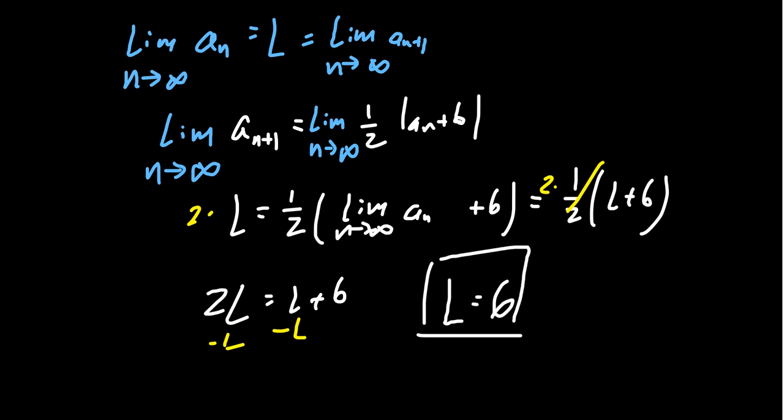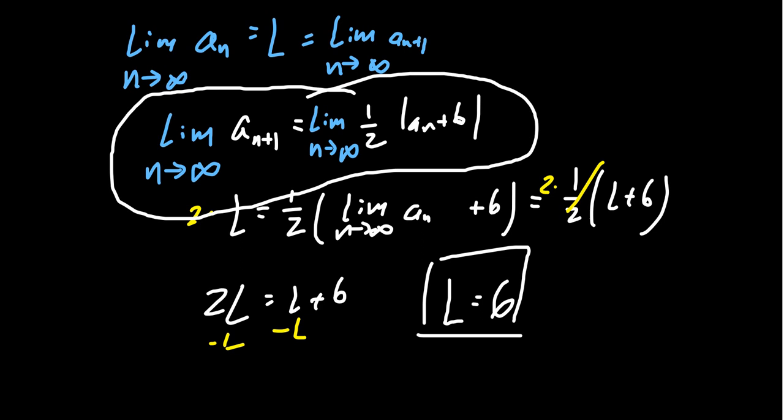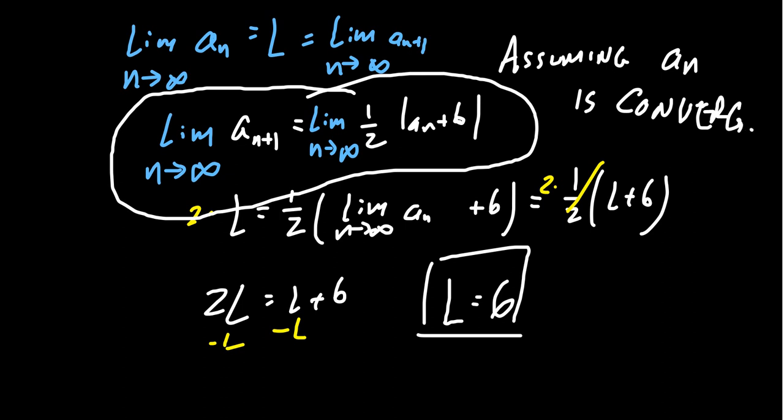Now, when you look at this example, one might be very tempted to wonder, why did we have to go through all this process? I get how we took the limit of both sides of the recursive relationship and we were able to solve for the limit and get 6. And so that actually justifies why the limit was 6. But one has to be very careful, because this step right here, if one's not careful, could be done erroneously. Because when you take the limit of both sides, you're assuming that a sub n is convergent. Otherwise, this calculation would be completely meaningless if the sequence wasn't convergent at all. And so, assuming it's convergent, you would derive that the limit has to be 6.